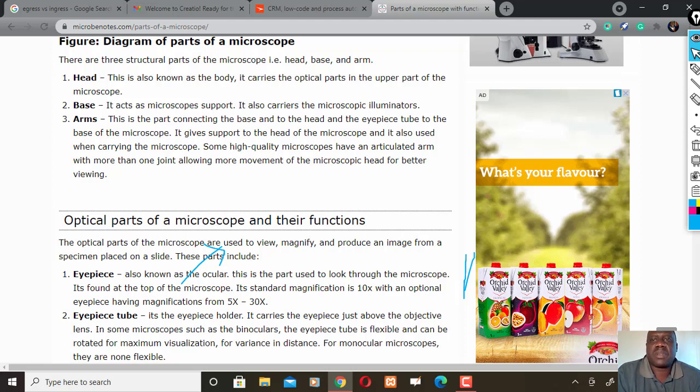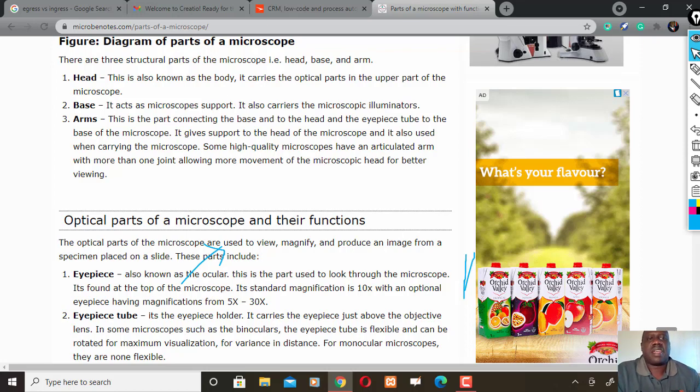The arm is the part connecting the base to the head and the eyepiece tube to the base of the microscope. It gives support to the head of the microscope, and it's also used when carrying the microscope around. Some high quality microscopes have an articulated arm with more than one joint, allowing more movement of the microscope's head for better viewing. By articulated, we mean it can move in many different ways.